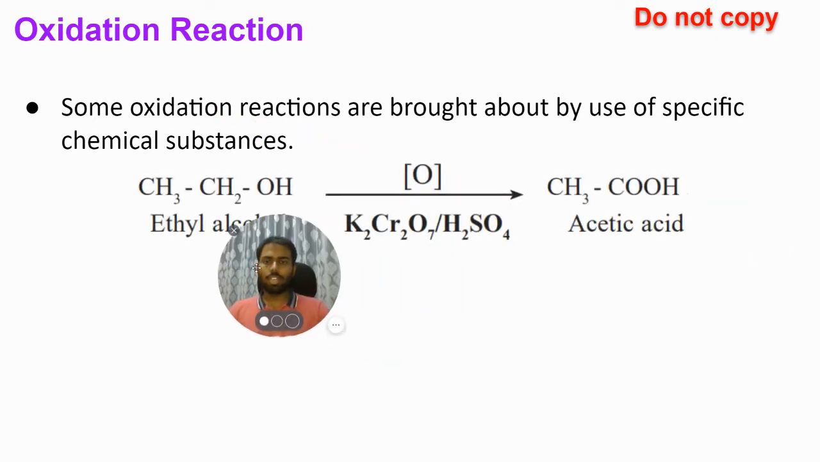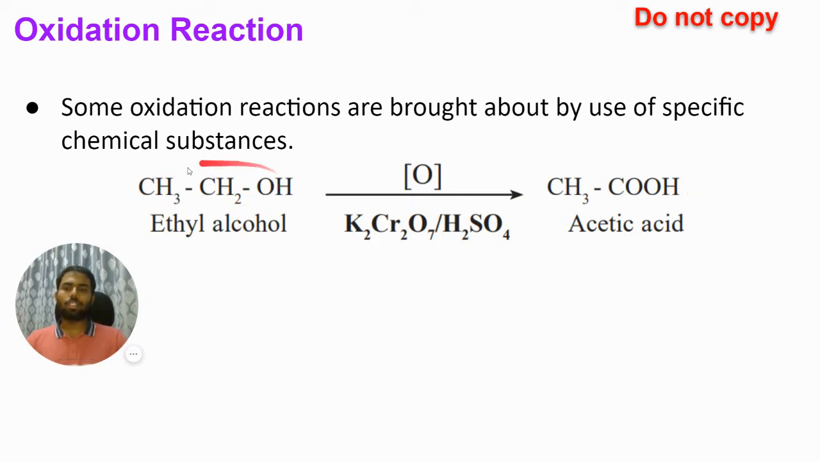Here, this molecule is known as ethyl alcohol. We will study this in detail in our next chapter, which is carbon compounds. This ethyl alcohol is being converted into acetic acid. So what is the difference between the two? If you see here, there is only one oxygen atom in ethyl alcohol. Here there are two oxygen atoms in acetic acid. So one oxygen is combining with ethyl alcohol, and you're getting acetic acid.